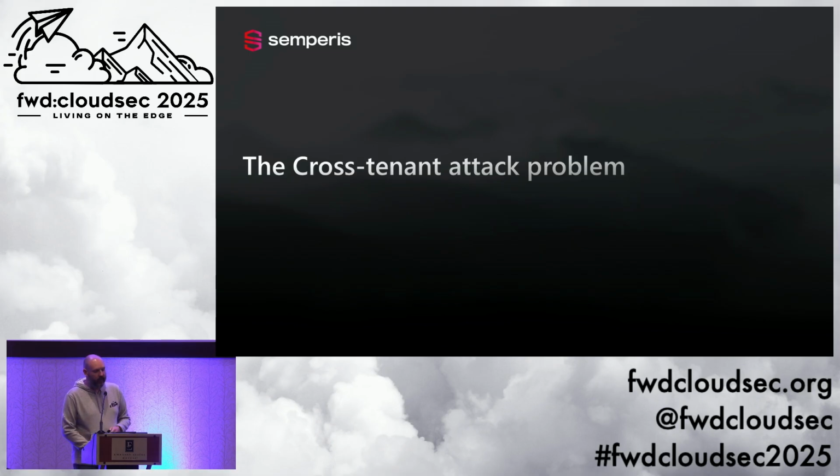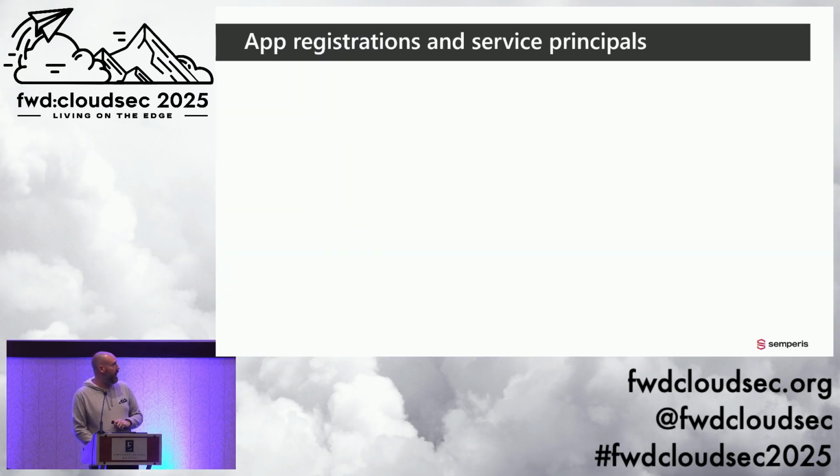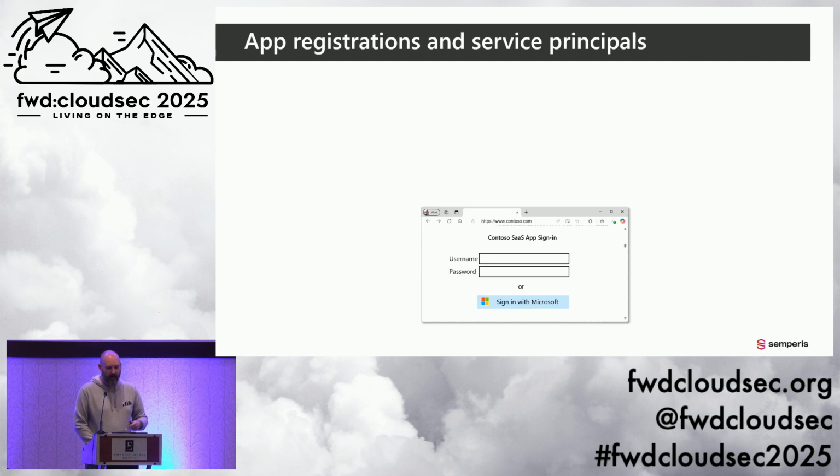Right, so diving into things a bit further and looking at how this all functions a bit deeper, I want to first level set some knowledge. So we're just going to first talk about app registrations and service principals, a common theme, as we saw in the last talk, when we're talking about this sort of stuff. So we have our SaaS application here, Contoso SaaS app. And we have that sign in with Microsoft button that will be on these applications, or sign in with Office 365, whatever you want to call it.